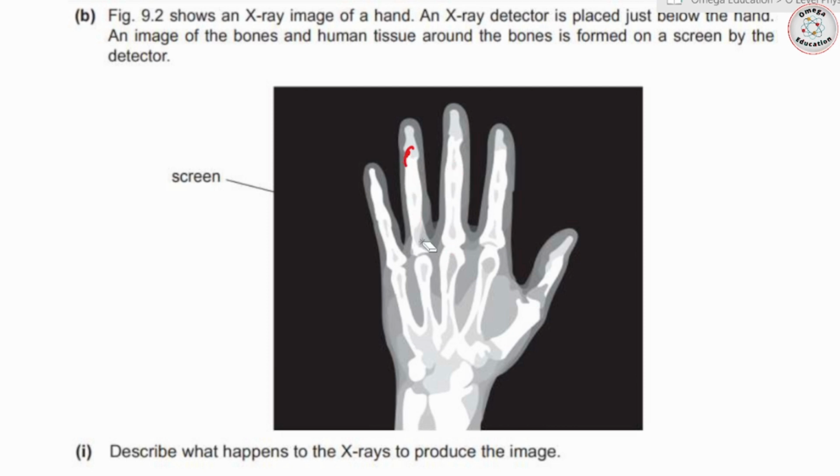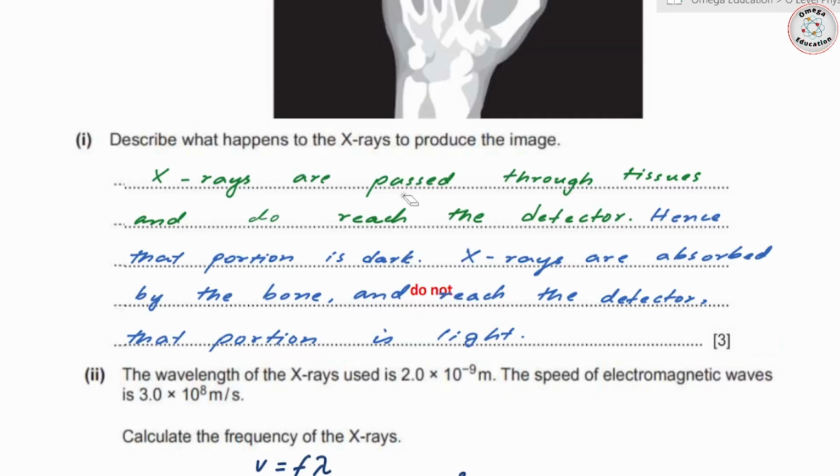The part of the image that is dark, like this one, representing the flesh, is a portion where X-rays were able to penetrate through the hand and were received by the detector. So this is the final verdict. X-rays pass through the soft tissues or the flesh, and they reach the detector. Hence that portion is dark, because we have a signal. The dark represents that we have received the X-rays. X-rays are absorbed by the bones, blocked by the bones, and they do not reach the detector. Hence that portion is light; the lighter it is, it means we did not receive the X-ray signal from there.